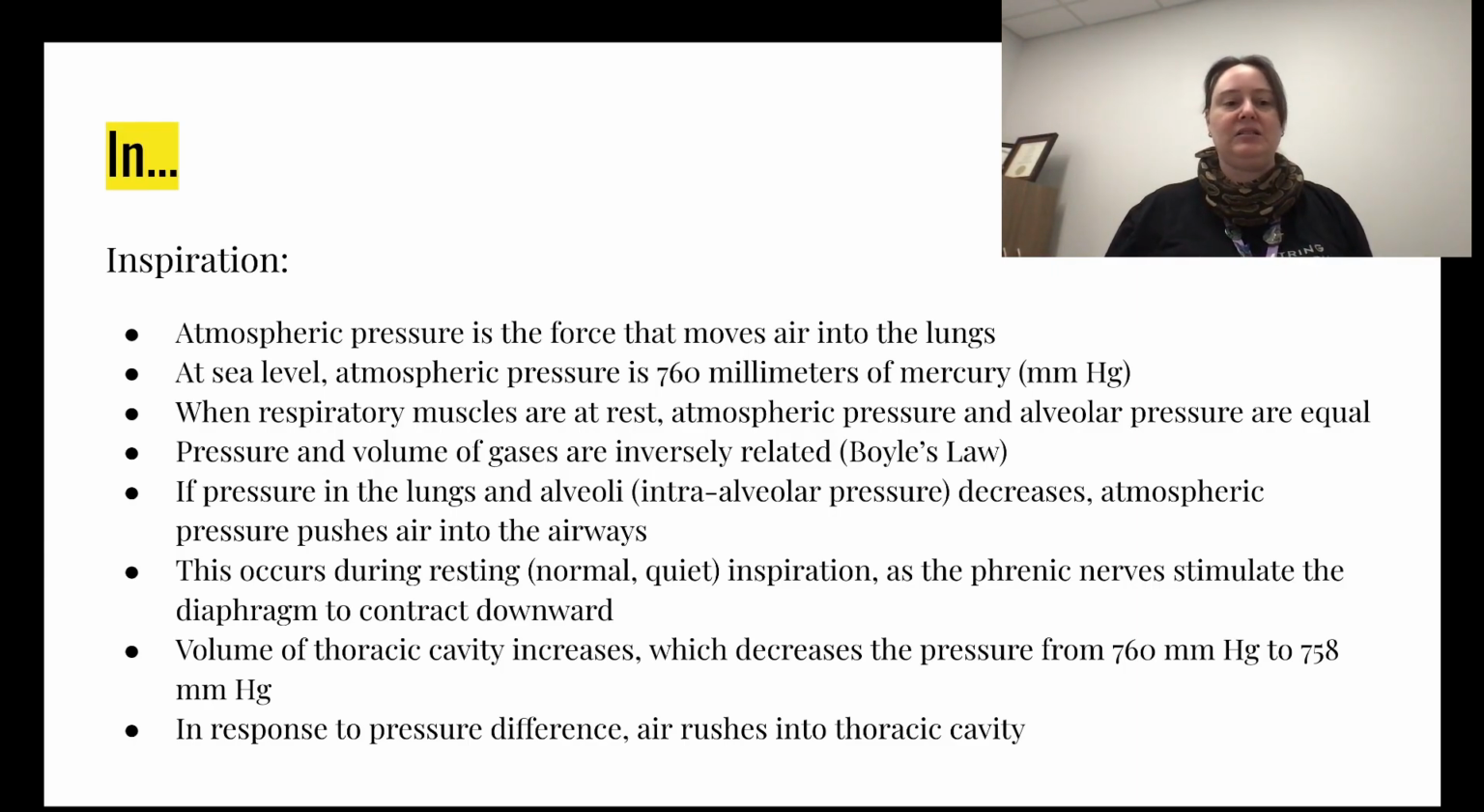This occurs during resting, normal, quiet inspiration, as the phrenic nerves stimulate the diaphragm to contract downward. So literally, the lungs aren't really doing anything at this point. They're just being pulled down, which lowers the pressure, which makes the outside pressure higher, and therefore it wants to equalize, and air goes rushing into our body.